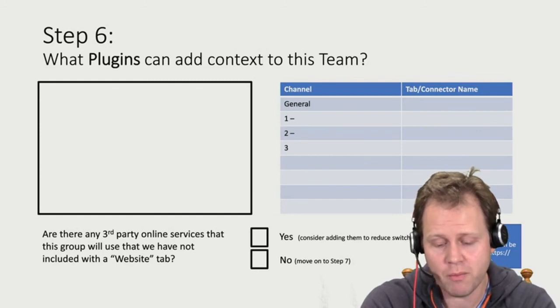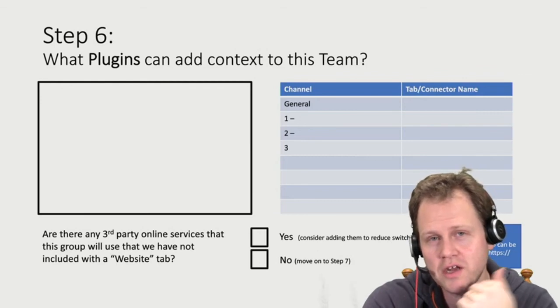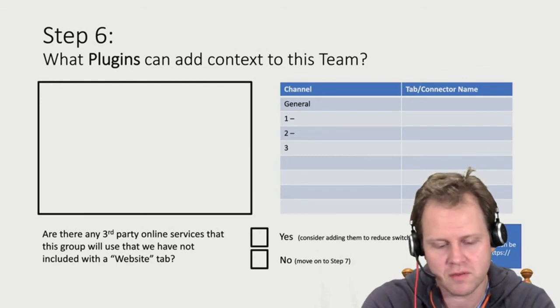Again, that website tab, anything that starts with HTTPS is a good chance you can get that to frame into Teams really nicely, and you can deep link to specific objects or records in those systems.